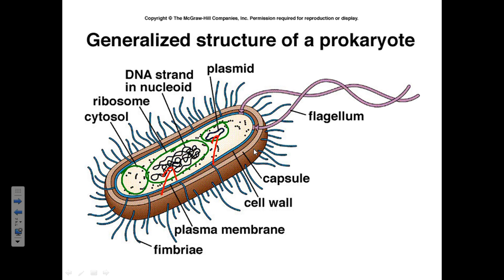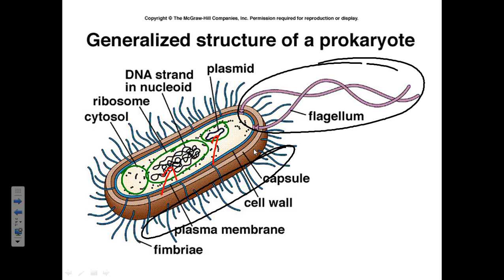A couple other things to note. These little hairy-like things on the outside, some of them are called pili. And again, those are the ones that act like Velcro. Some of them might be considered to be cilia, which are involved in what? Helping them move. Some bacteria have larger hair-like things called flagella, which also help them to move.